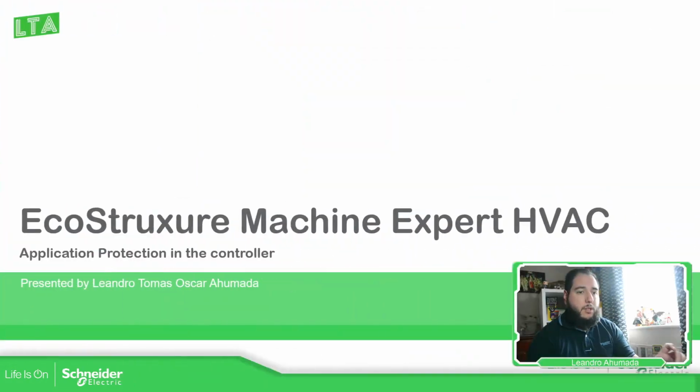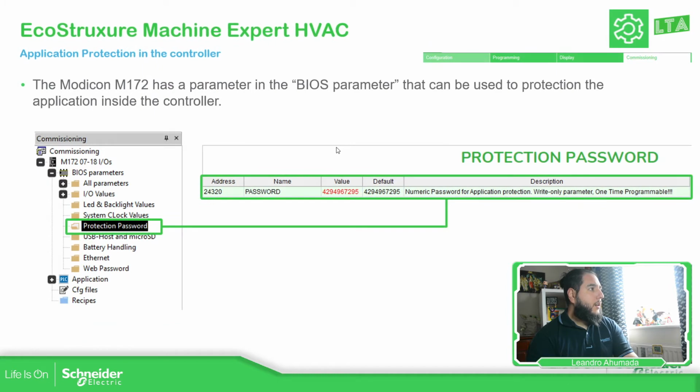So if we press this, inside the PLC, if we go to the commissioning tab, we should be able to see this folder, protection password. This protection password is a 32-bit double word where you can set your own password.